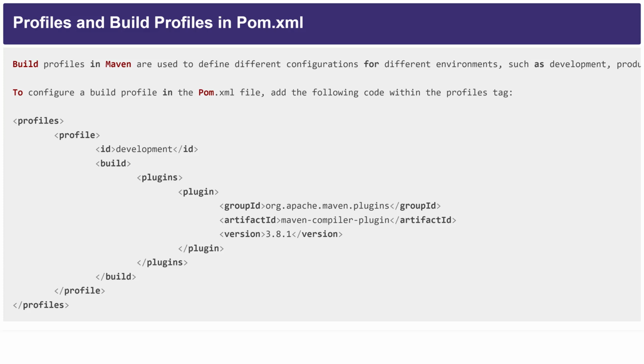Build profiles in Maven are used to define different configurations for different environments. They can include different dependencies, plugins, and other settings based on the environment. For example, to configure a build profile for the development environment, add the following code within the profiles tag. Profile, id: development, id, build, plugins, plugin, groupId: org.apache.maven.plugins, groupId, artifactId: maven-compiler-plugin, artifactId, version: 3.8.1, version, plugin, plugins, build, profile. Replace the values with the actual id, groupId, artifactId, and version of the plugin you want to configure.